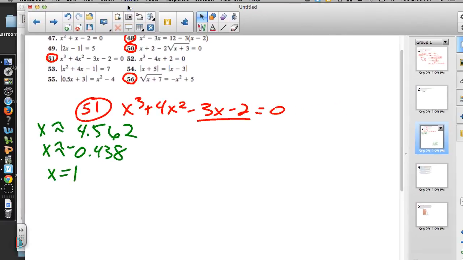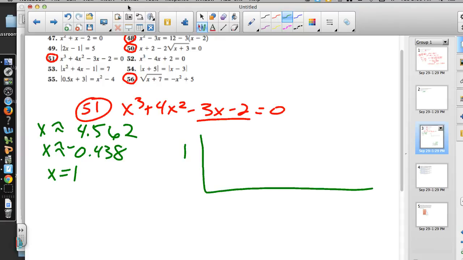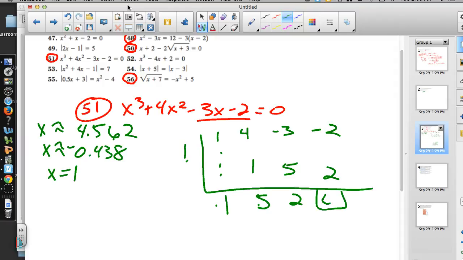Now, if we were to go back and try to factor this and find the exact solutions, here's what we would know. 1 works. We saw that graphically. So if you remember, we would want to verify that synthetically. We have 1x cubed, 4x squared, a negative 3x, and a negative 2. You bring the 1 down, you multiply the 1 and the 1, and then add inside the box. Multiply outside the box, add inside the box, multiply outside the box, add inside the box.